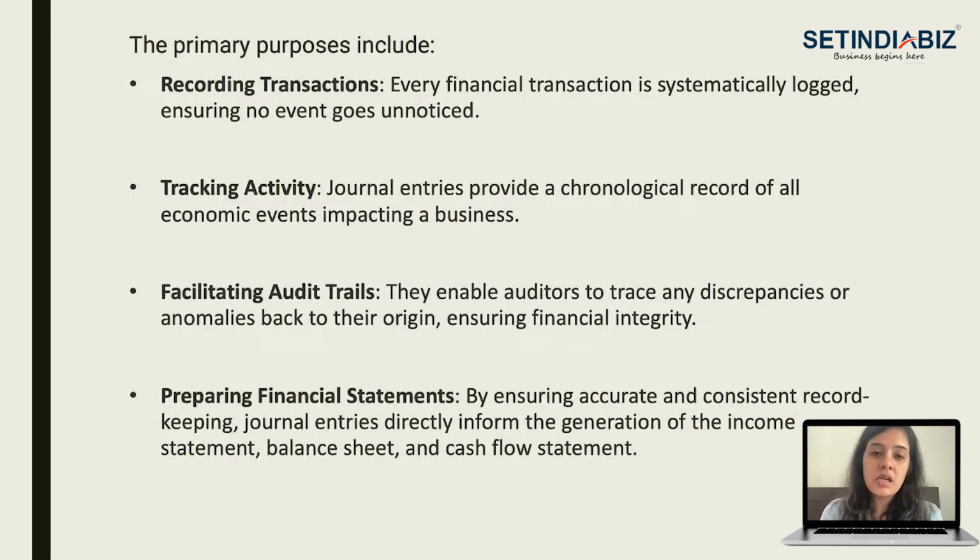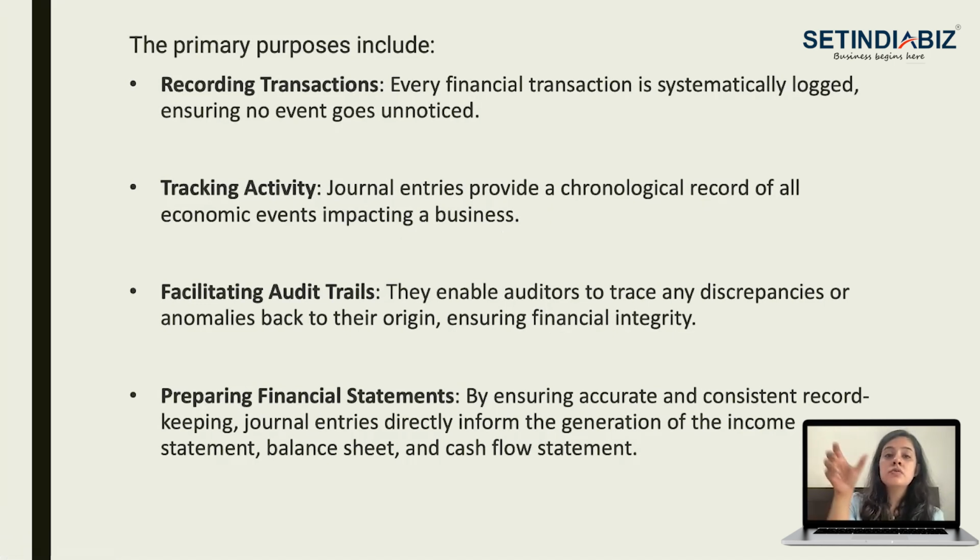Number one, every financial transaction is systematically logged, ensuring no event goes unnoticed. Right. So all financial transactions, all transactions that can be recorded in monetary unit, in currencies, should be recorded. Tracking activity. What is this? Journal entry helps in tracking the activity. We are having the track of every debit and credit in our accounts. Journal entry provides a chronological record of all economic events impacting a business. Chronological means the date-wise record, right?